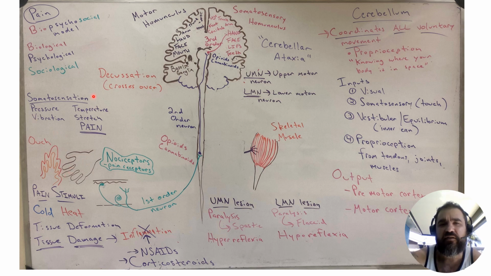But if we come up here to somatosensation right here, there's different kinds of stimuli we can sense or feel that are considered somatosensory. There's pressure, there's vibration, there's temperature, there's stretch, and there's also pain. So we have all kinds of sensory receptors. We have mechanoreceptors, we have thermoreceptors, we have nociceptors, which right here, nociceptors are the fancy ones for pain reception.